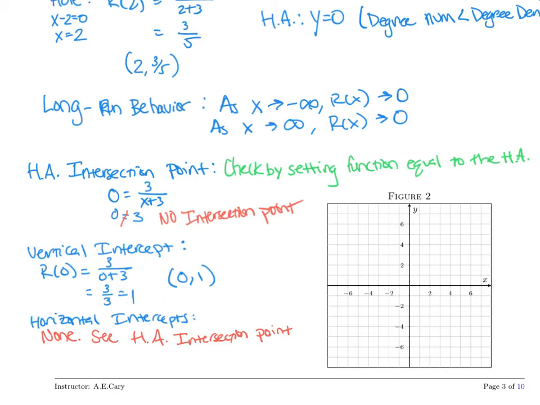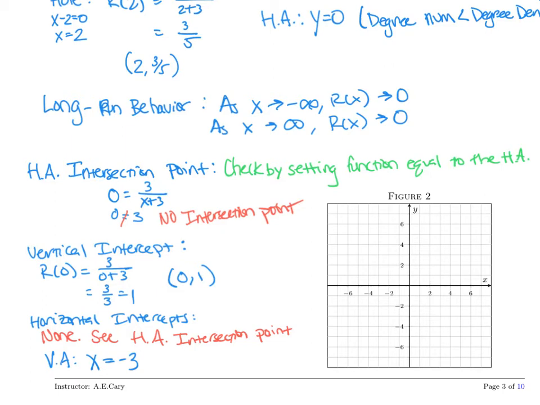Lastly, we're going to have our vertical asymptote. If we take a look at the denominator, x plus 3, and set the denominator equal to 0 and solve, we're going to have a vertical asymptote at x equals -3. And you can also see that work when we solve for the domain. So, here are all of our features.